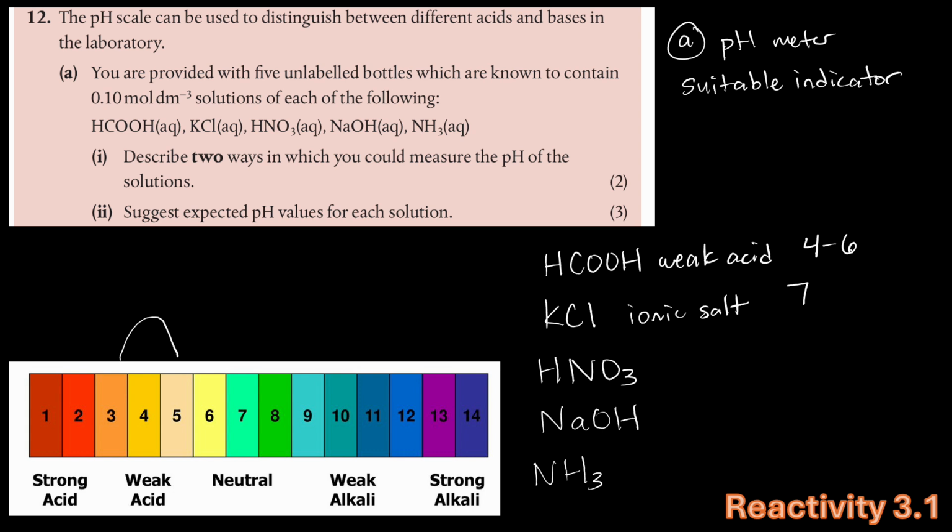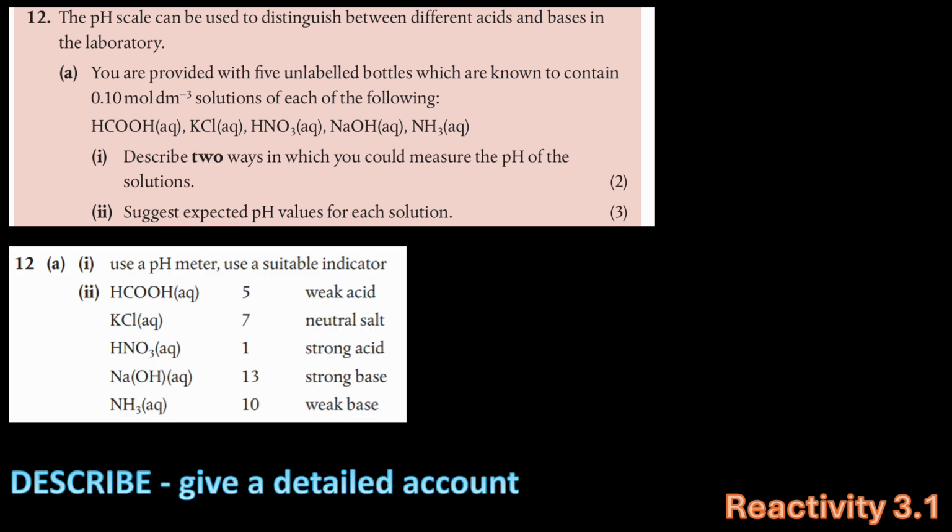HNO3 is one of our strong acids that we had you memorize. Because it's a strong acid, I would assume you'd give it a 1 or a 2. The textbook says 1. For NaOH, we know that is a strong base, one of our strong bases we had to memorize. That is going to be a 13. Again, I think if you put a 14, you would still get the points. And then NH3, you should know, is a weak base. That's going to be a weak base and have a pH around 10. So here is the actual mark scheme if you want to pause it and take a look.